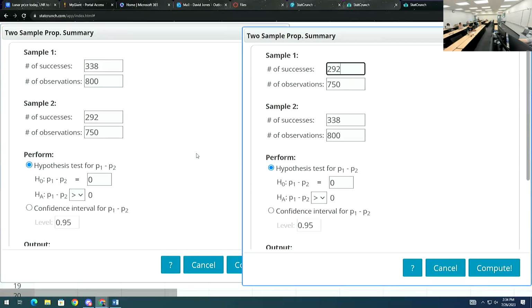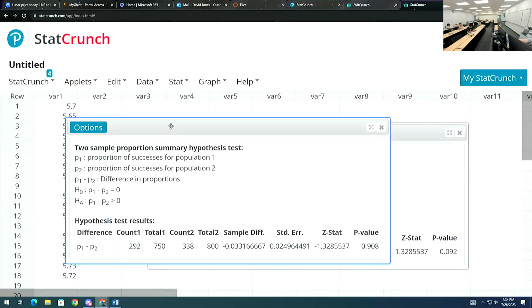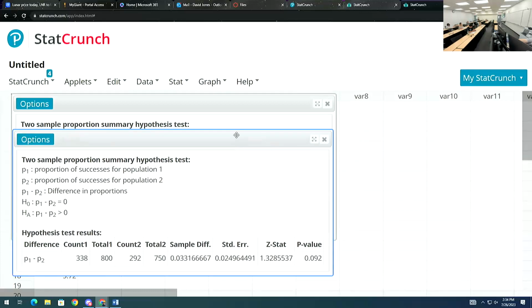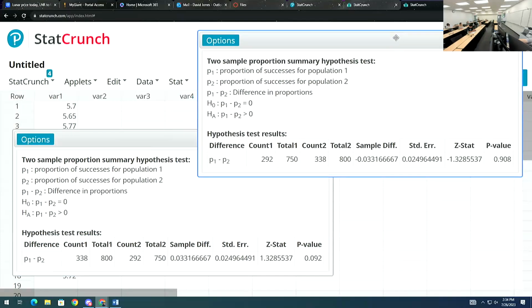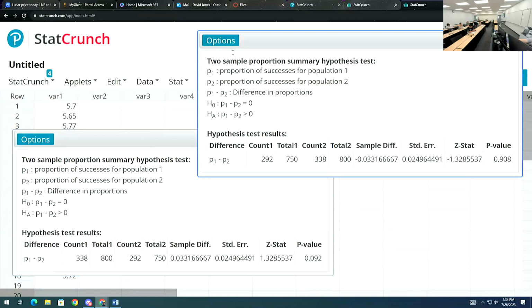I've just changed the order. If I use the same symbol, this one doesn't match up. This one says the wrong thing. And I can click compute on both. One is the right p-value of 0.092. And the one that is wrong is this one right here. The z-stat actually has the exact opposite sign. It's negative. Now, this is the one where they're in the wrong order right here.